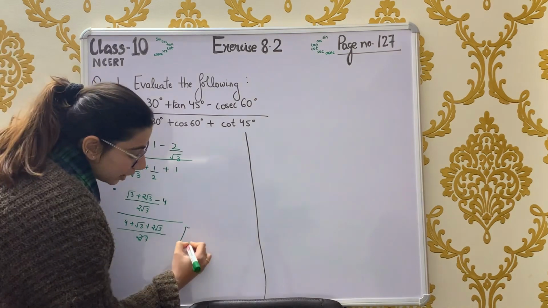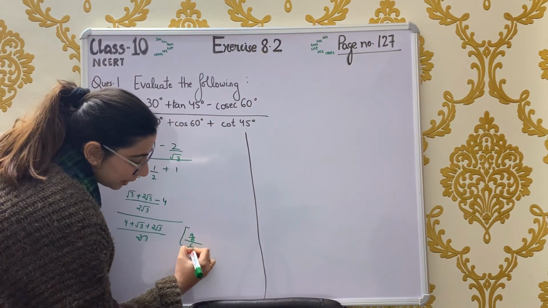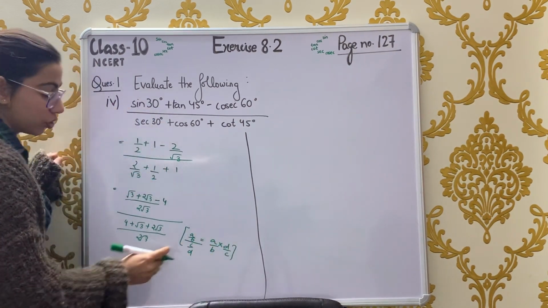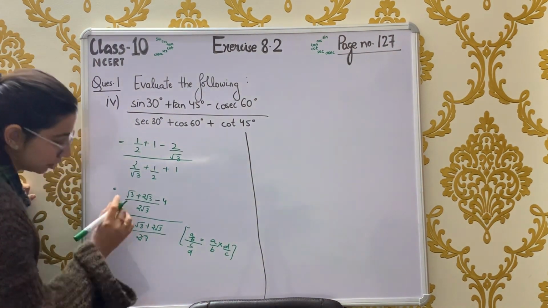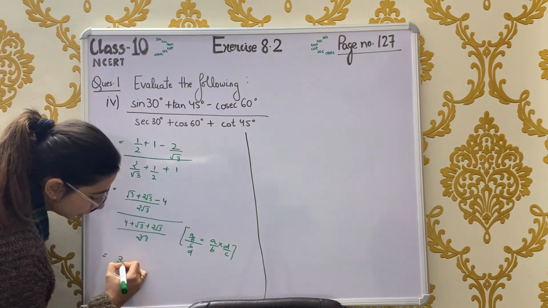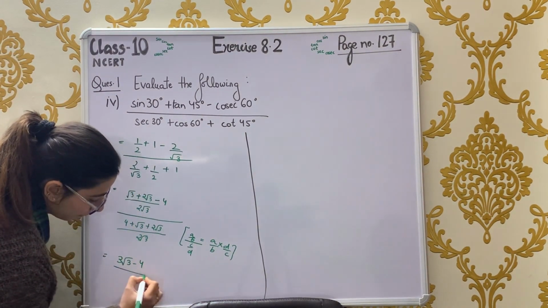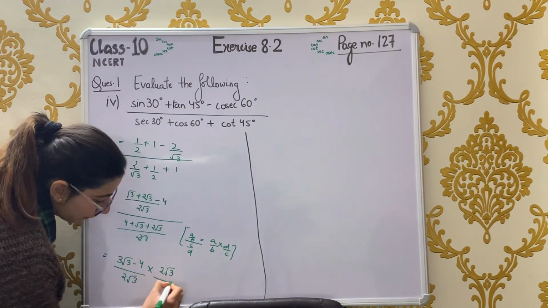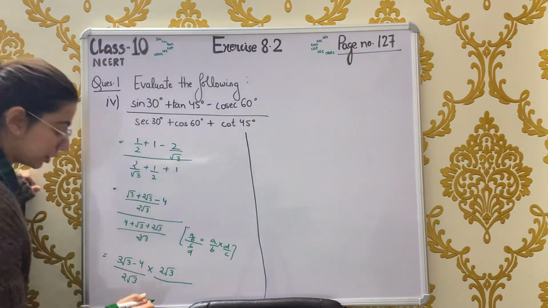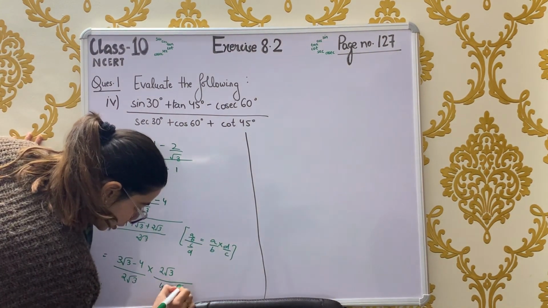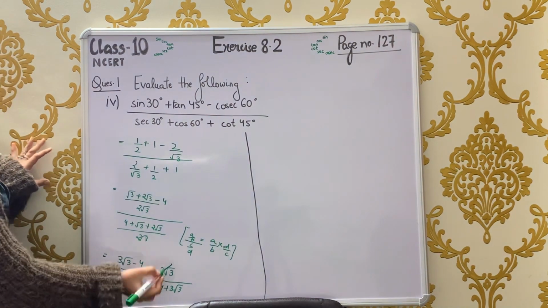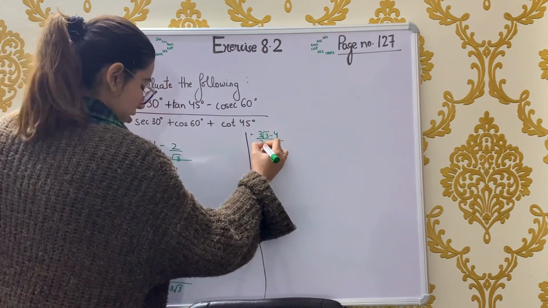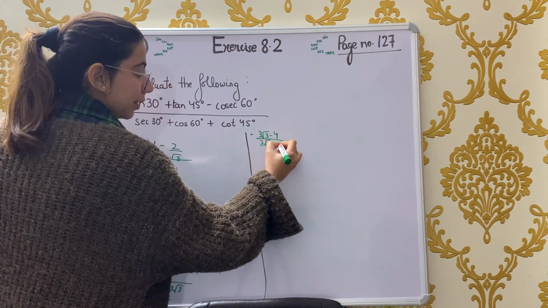Now we know that a by b upon c by d is nothing but a by b into d by c. Right? So applying the same thing in ours, firstly adding these, we will get 3 root 3 minus 4 upon 2 root 3 multiplied by 2 root 3 upon 4 plus 3 root 3. So these get cancelled and we get it as 3 root 3 minus 4 upon 3 root 3 plus 4.